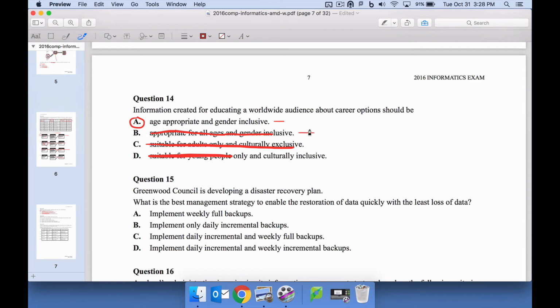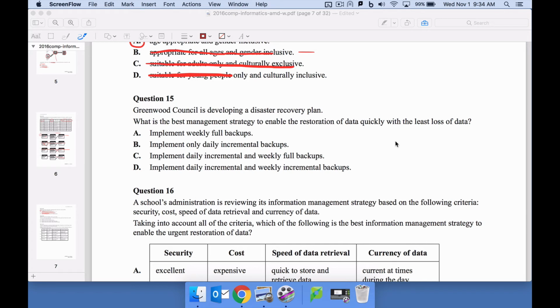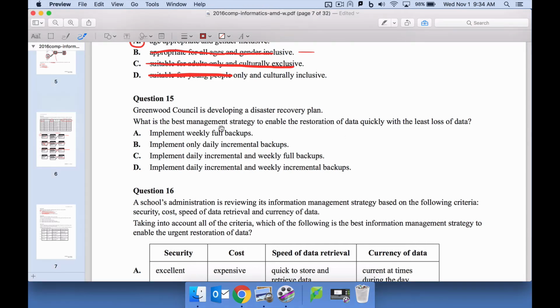A is the answer. Question 15, Greenwood Council is developing a disaster recovery plan. What is the best management strategy to enable the restoration of data quickly with the least loss of data?